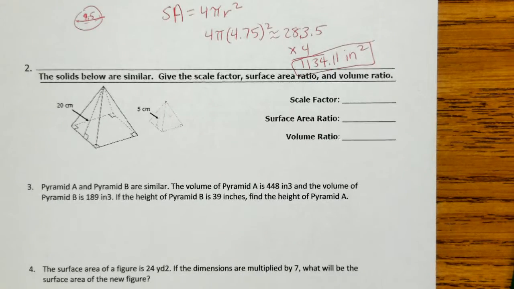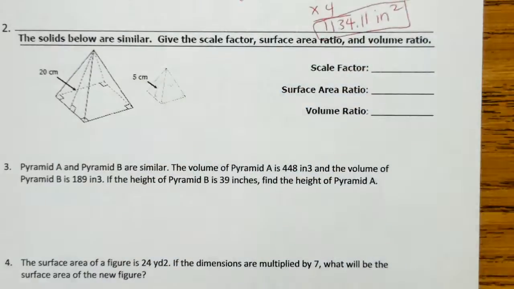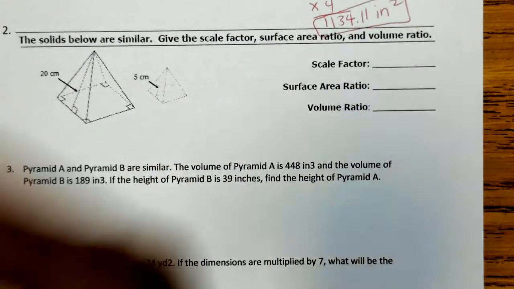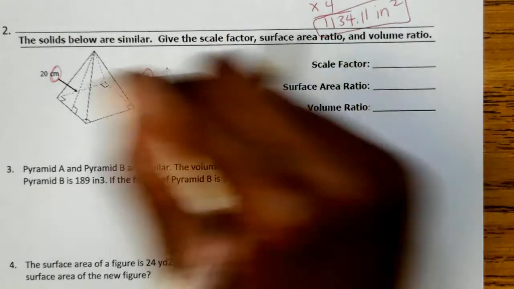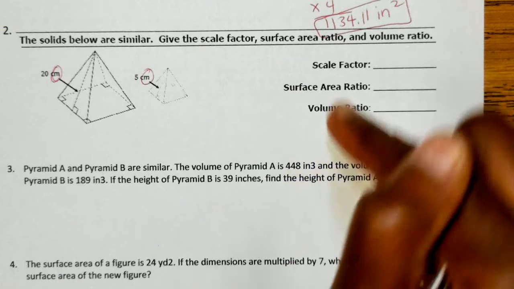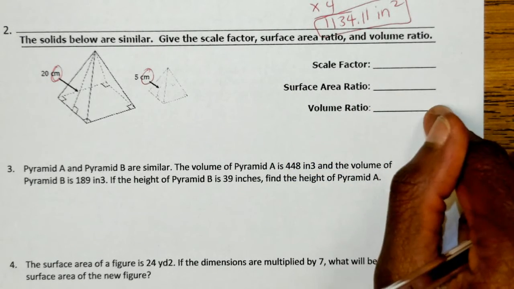Okay, on number 2, they give you the solids below are similar. You have the scale factor, surface area ratio. So you would look to see what they give you already. This is in centimeters, so this is our hint that these things are scale factors. If they had been centimeters squared, it would be surface areas, and if it was cubed, it was volumes.